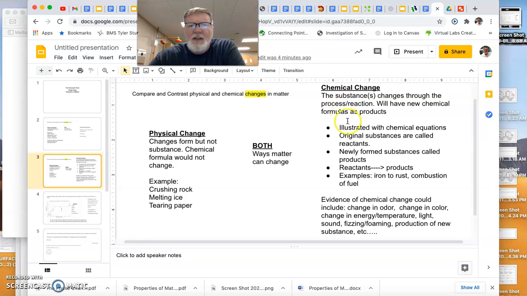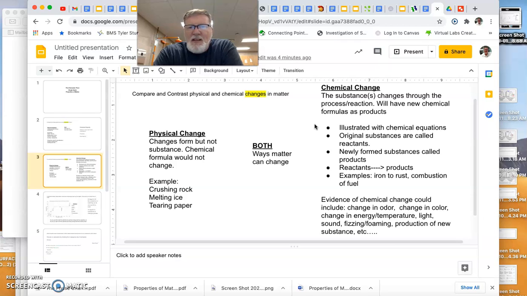And so the definition for a chemical change is the substances changing through a process or through a reaction. We call the process of the chemical change a reaction. And it's always going to have new chemical formulas as products. We illustrate these with chemical equations. The original substances are called reactants. The newly formed substances are called products. The reactants interact and produce the products.